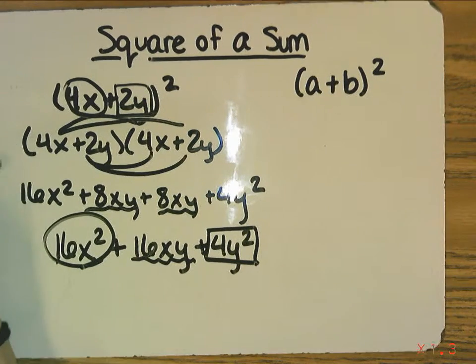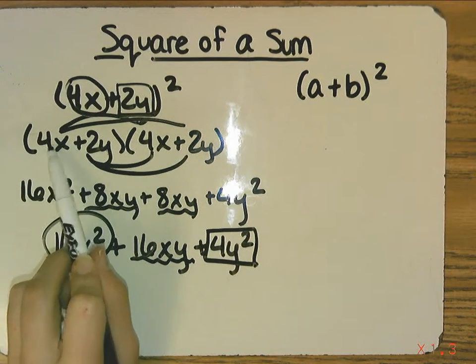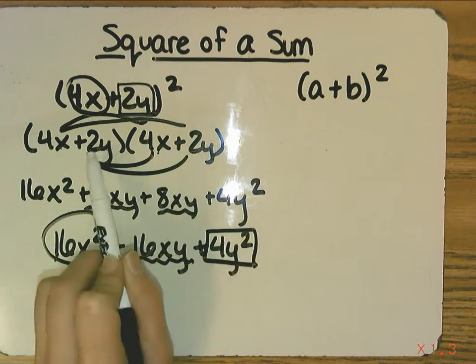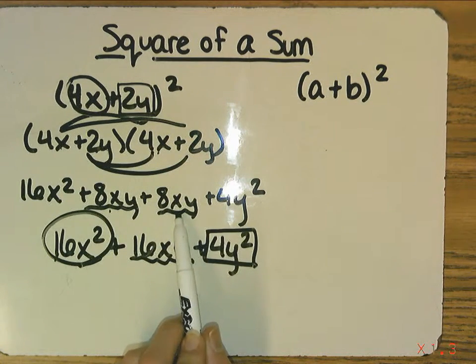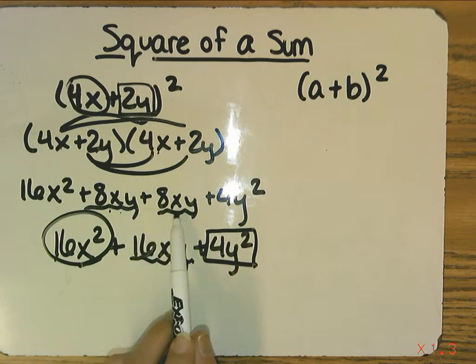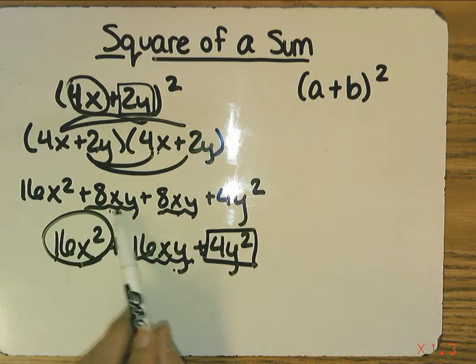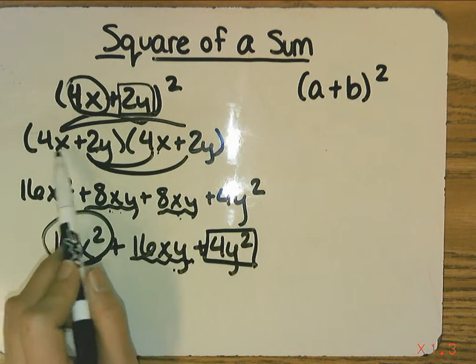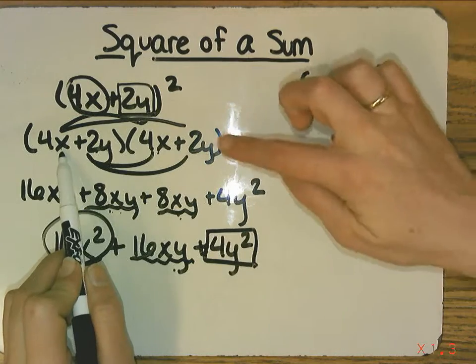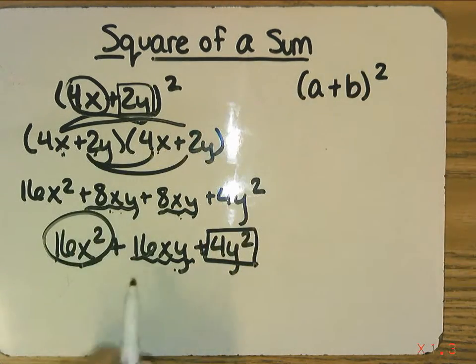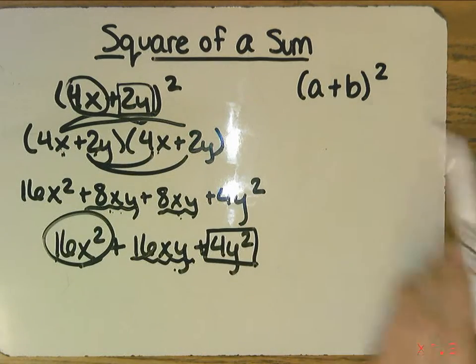If you look back at our foiling, we multiplied 4x times 2y once and 4x times 2y a second time. This left us with like terms that we ended up combining. Not only were they like terms, they were the exact same term because I was multiplying 4x and 2y twice, here and here.